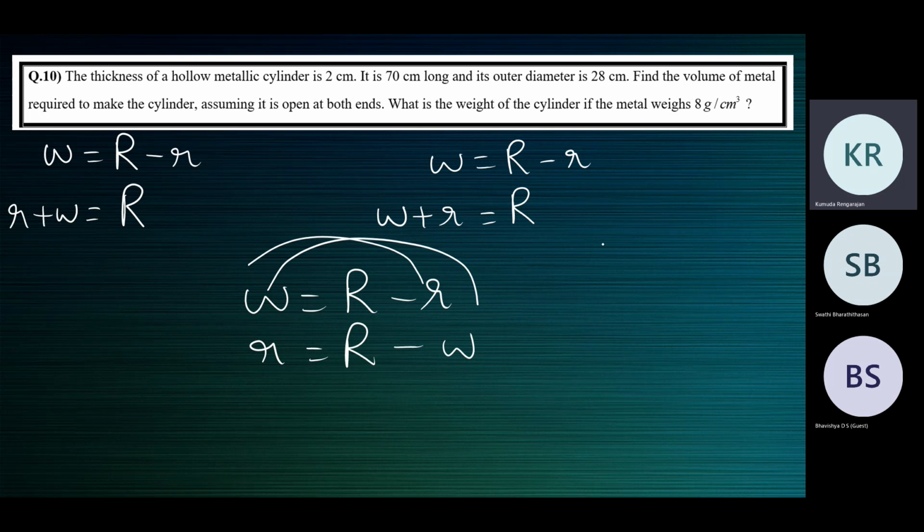You can find the others. If you just remember, the thickness is equal to capital R minus small r. That is the outer radius minus the inner radius. From this, you can get the others. From this, you can find what is capital R and what is small r.